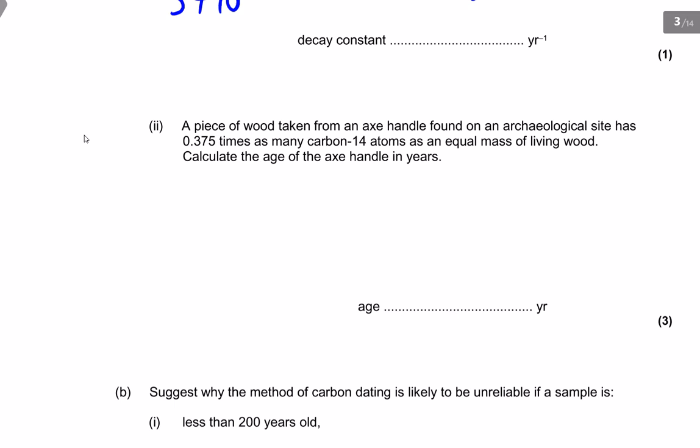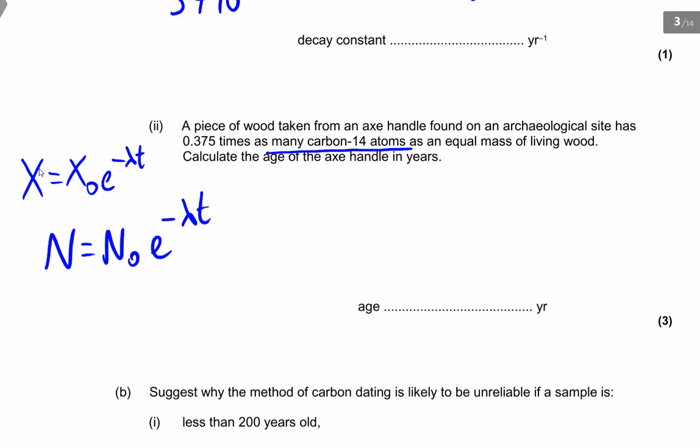A piece of wood taken from an axe handle found at an archaeological site has 0.375 times as many carbon-14 atoms as an equal mass of living wood. Calculate the age of the axe handle in years. So this is going to be using x equals x naught e to the minus lambda t, our exponential thing. In this case, we're looking at the number of atoms, so we're going to use N equals N naught e to the minus lambda t.